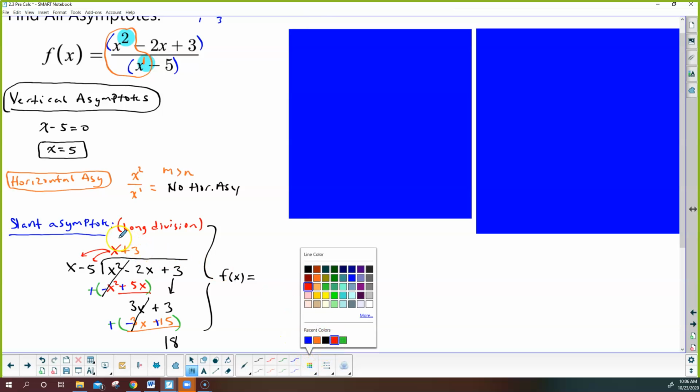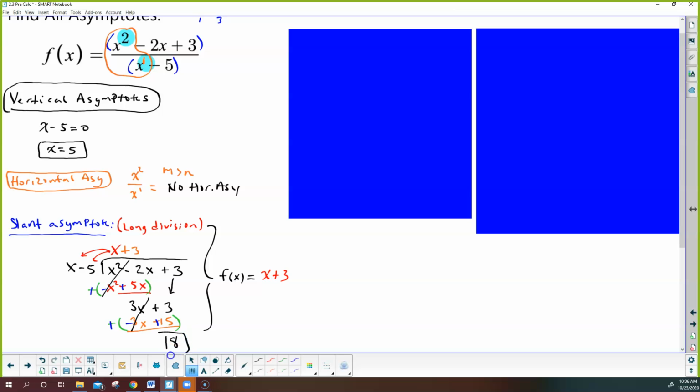So what do we know? Then we know we have our answer, x plus 3, and there's a remainder of 18. And the remainder always goes over whatever you're dividing by.